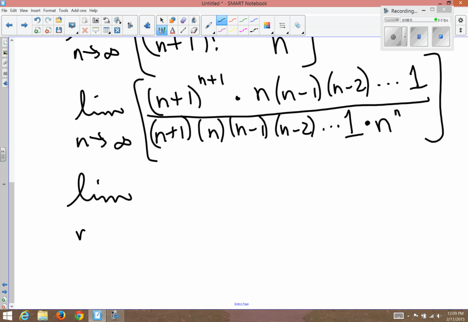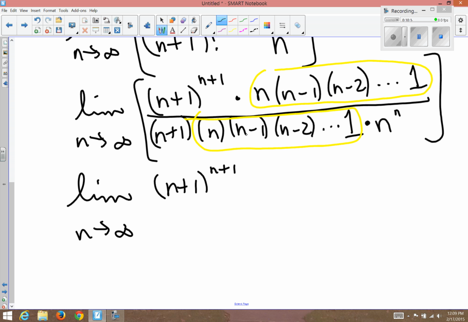Limit as n approaches infinity. Well, all this, because I'm putting yellow around, cancels with all this. Left with (n+1)^(n+1). Everything else on top is gone. Denominator, n plus 1. Everything in the yellow is gone. n to the n is still there.